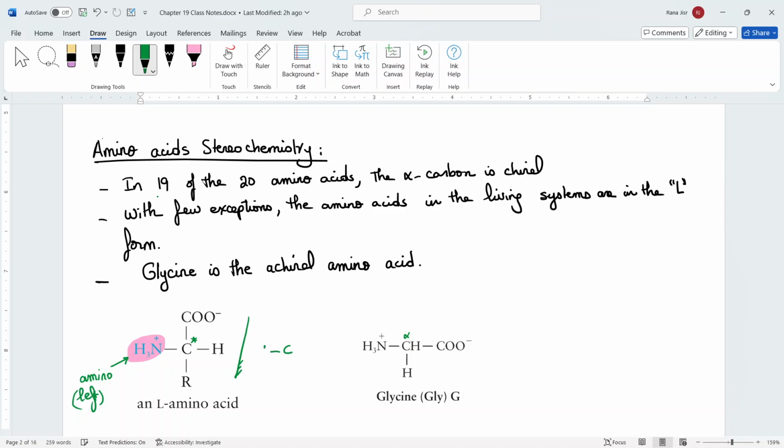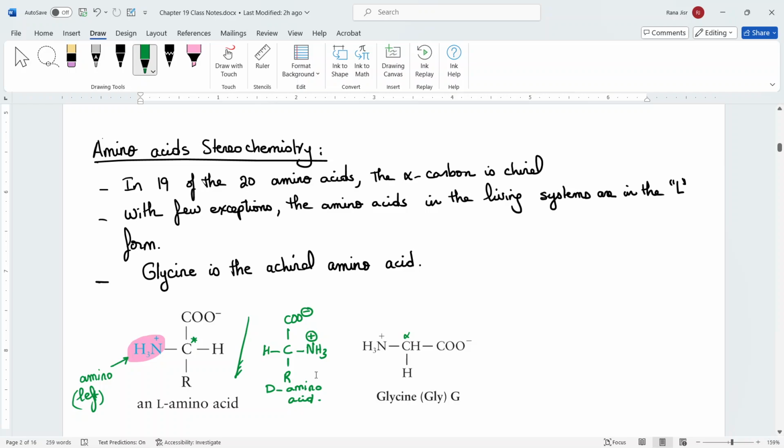If I want to draw the mirror image of the L, it's going to be the D. The mirror image is going to be a CH and NH3 positive, and then the base of the acid, and then the R. And that is the D amino acid. It's always that the mirror image of the L is the D, and the mirror image of the D is the L, but most amino acids exist in the L form instead of the D form.